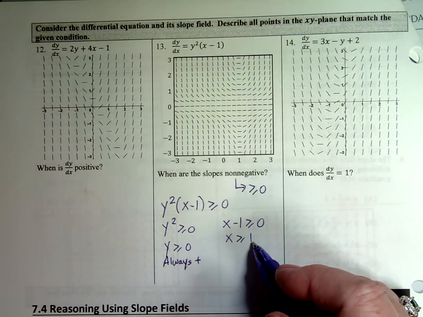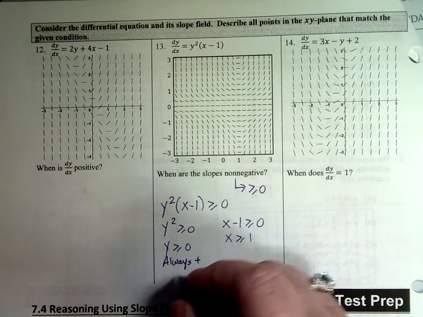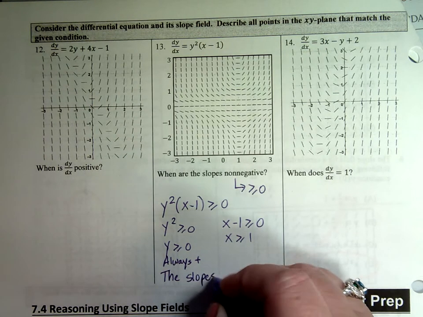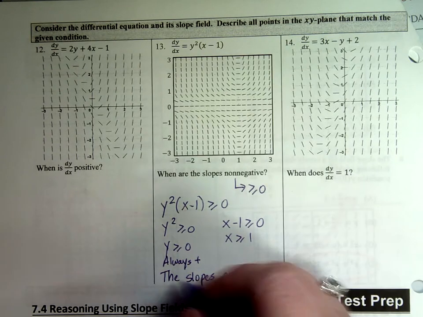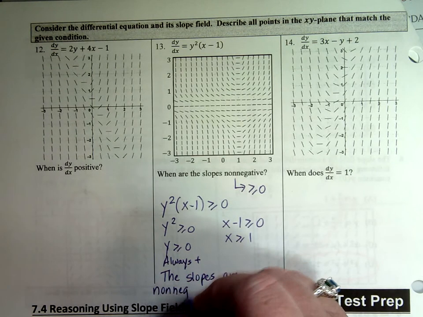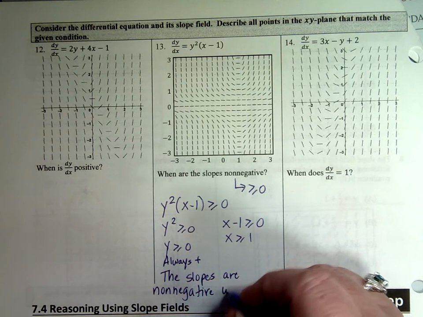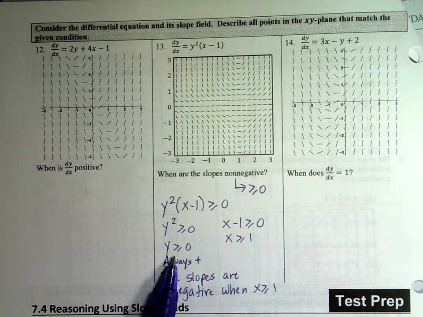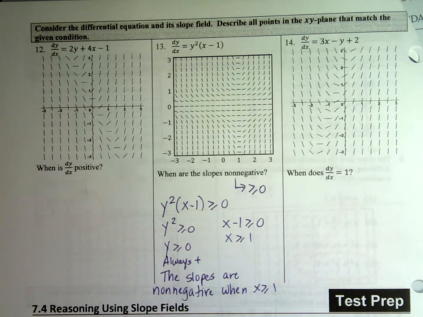So my answer to the question is, they want to know when are the slopes non-negative? The slopes are non-negative, what a weird word, when x is greater than or equal to 1. I don't need to talk about this piece because that's always going to be a positive piece. So I guess you could include it. It would be a little bit redundant, but it wouldn't be wrong to say that as well when y is greater than or equal to 0 and when x is greater than or equal to 1. But you're overemphasizing that piece.